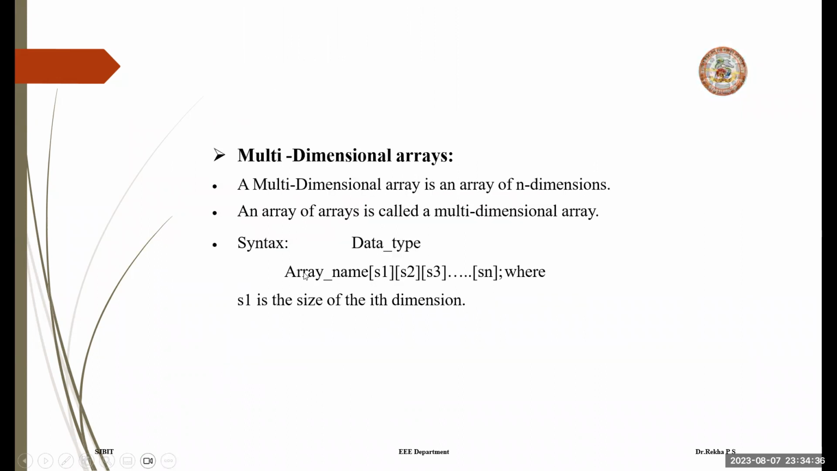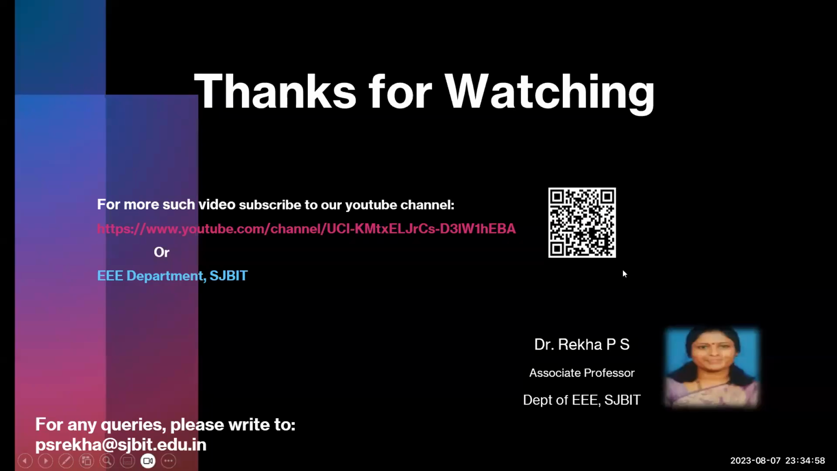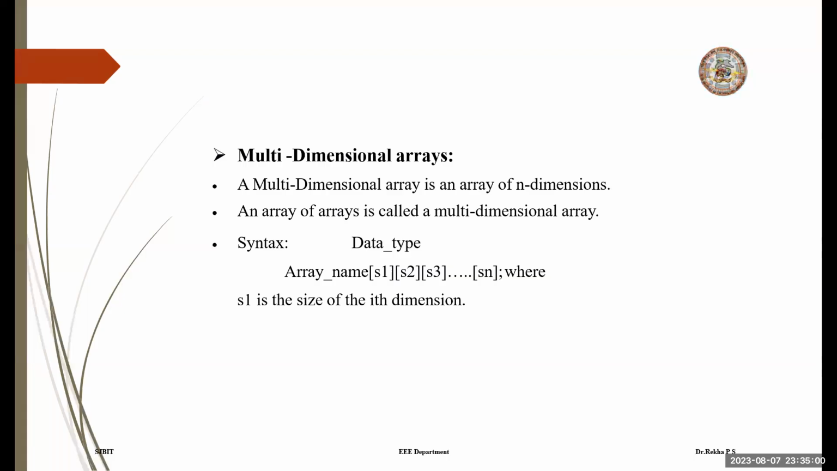So coming to multidimensional arrays. A multidimensional array is an array of n dimensions. An array of arrays is called a multidimensional array. Syntax is array name, followed by sizes for each dimension, where S_i is the size of the ith dimension. This is how a multidimensional array is declared, and in detail the programming will be discussed in the forthcoming session.